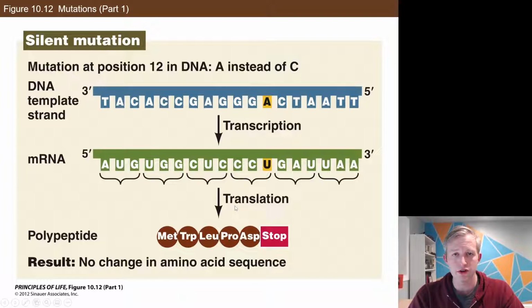Now, silent mutations are not completely unimportant, however, because this change from C to A, yes, right now, leads to the same product. But it has now set the stage for a second mutation, were one to occur, to lead to a fundamentally different change. You know, if this G changed to something else, who knows? This may be an entirely different amino acid because now we have an A here instead of a C.